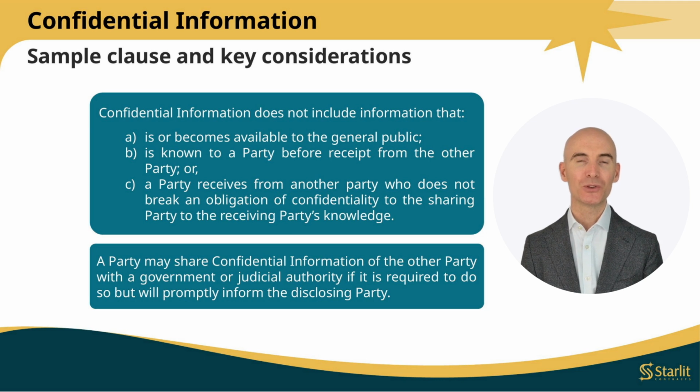The clause continues. A party may share confidential information of the other party with a government or judicial authority if it is required to do so, but will promptly inform the disclosing party. This clause reflects a certain reality. If an official authority requests that I share information with them, even if it's someone else's confidential information, then I often won't be able to withhold it without facing severe consequences. Whilst I might have to disclose information to the authority, I can at least inform the contract party who shared the information with me. This gives them the opportunity to try and intervene, or take whatever action they deem appropriate to try and protect their information.